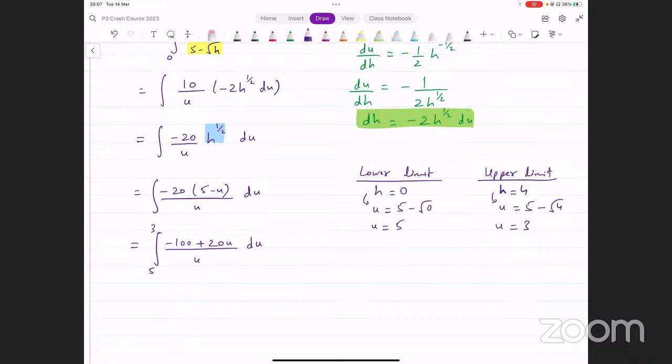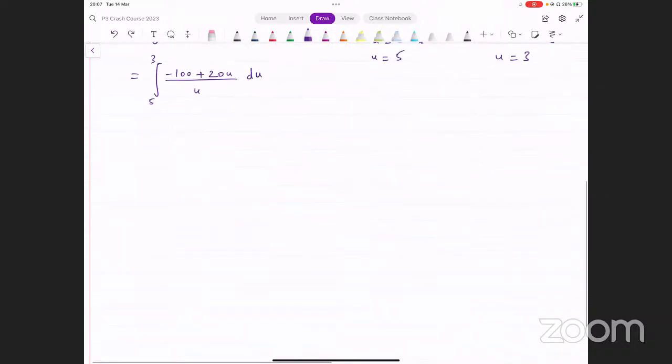There is a way of flipping or switching these limits as well. Sometimes they might ask you to show at the step that the integral converts to something like this: 20u, in fact, the other way around, 100 minus 20u divided by u with limits 3 to 5.